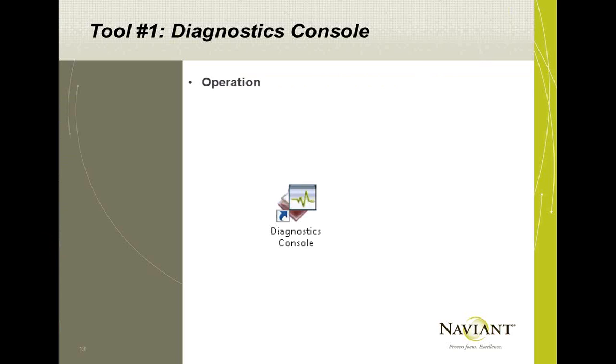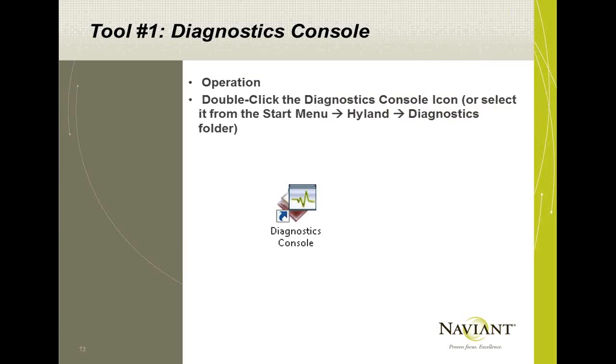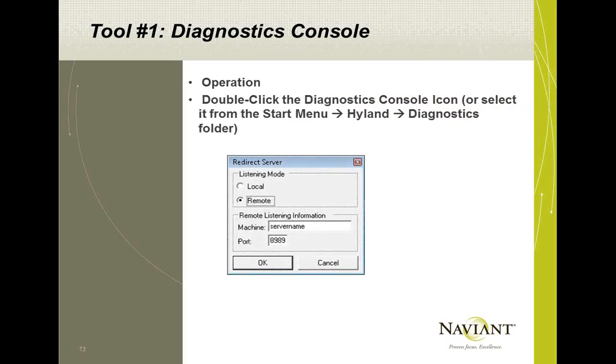All right, great. I have it installed. How do I use it? Once it's installed, it'll live in your Hyland folder on the Start menu. The installer also typically places a shortcut on your desktop. To get started, double-click the shortcut or open it from the Start menu, and you'll be presented with the following dialog box. These two fields here default to localhost and 8989.